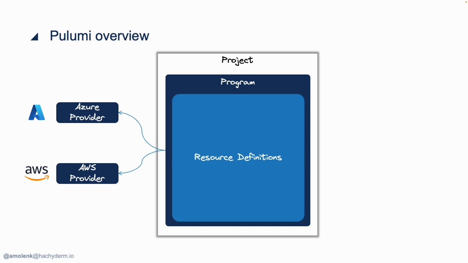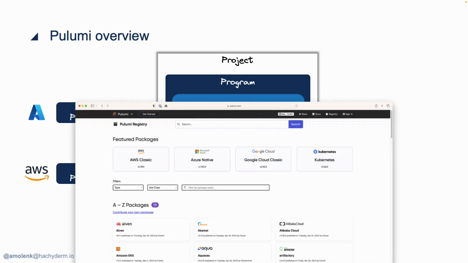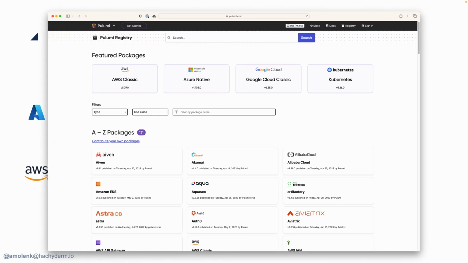And the nice thing about Pulumi is that there are really a lot of these resource providers. So here you can see a little screenshot that I took from the Pulumi registry page. It currently has 131 providers. And you can use a mix of them in your program. So for example, I can create a Kubernetes cluster that is running on AWS and also uses Auth0 for authorization. And I can use that all in a single deployment.